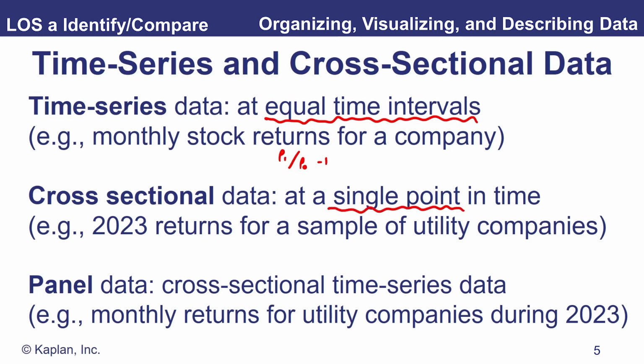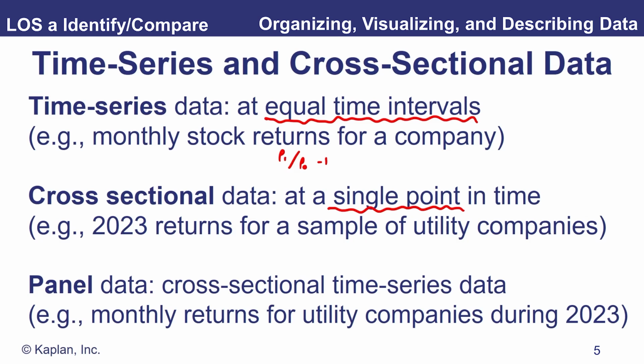So notice I've taken a sample of utility companies here. Let's say I've got 10 utility companies and I'm looking at their 2023 annual return. So all of those companies, I'm looking at their data at a single point, the return at the end of 2023. So time series data is collected over a period of time; cross-sectional data has multiple companies in our example, or multiple observations, but all at a single point in time.